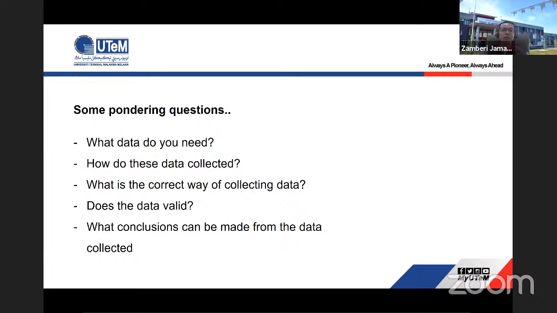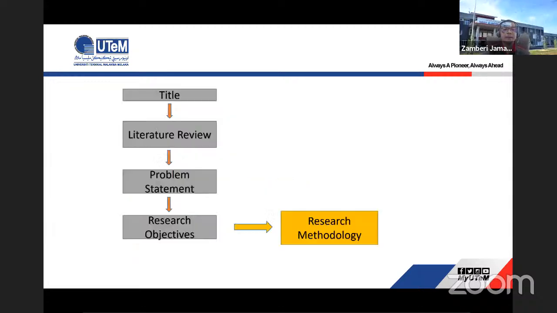Based on the data, of course, we will do the appropriate analysis, and from there we can come to a certain conclusion. So what conclusion can we make based on the data that we have collected? This is another important point that will affect our overall process of collecting data for our research project. To me, this is the gist of this presentation this afternoon, in the next few slides.